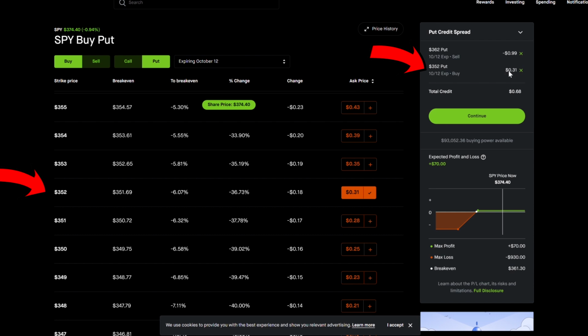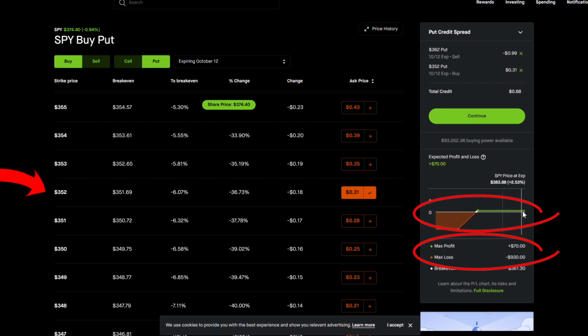That's not that much money compared to $100, and I can take home a total credit of $69. So it says right here my max profit is roughly $70, but my max loss is $930. That is true. You can lose up to $930 and you're making $70. However, this is basically the same thing as selling a put option on SPY. You still have a very similar risk profile. You're still collecting a really good sum of money, and now you don't need $36,000. You need less than $1,000 to enter into this position.